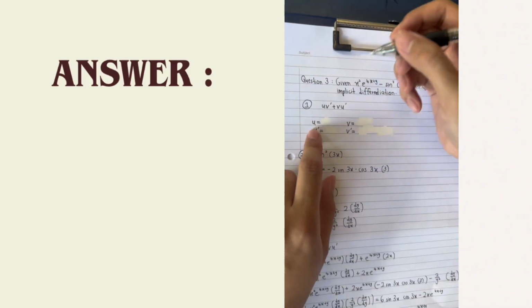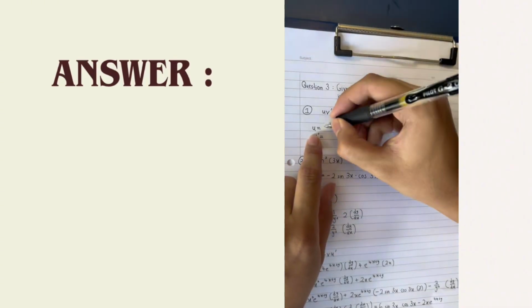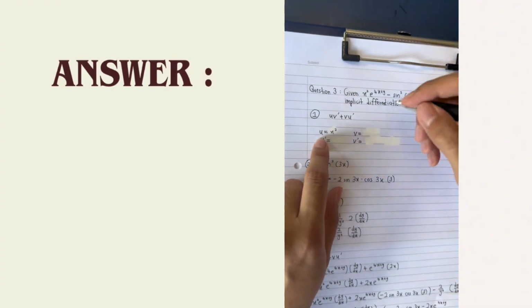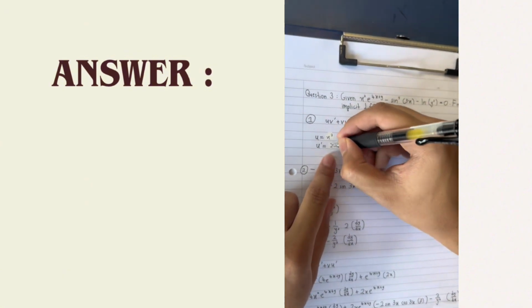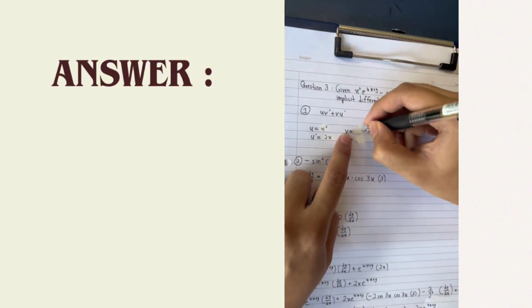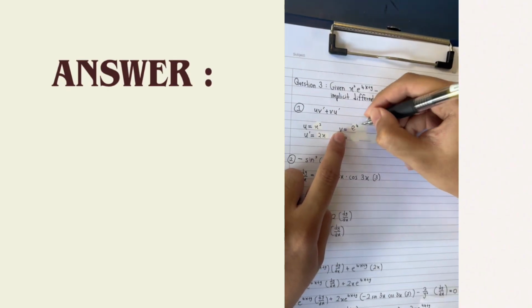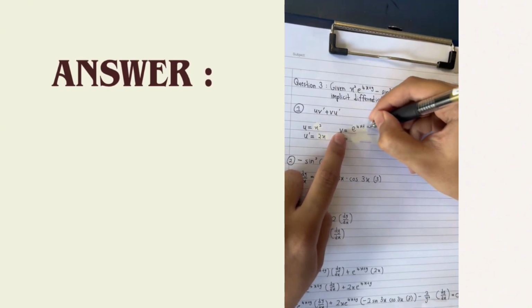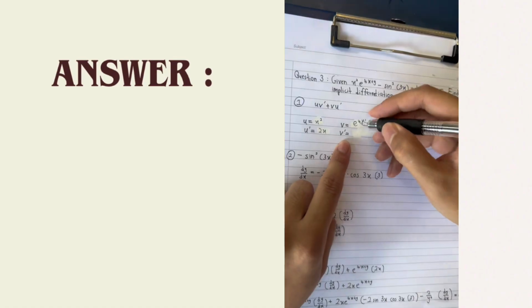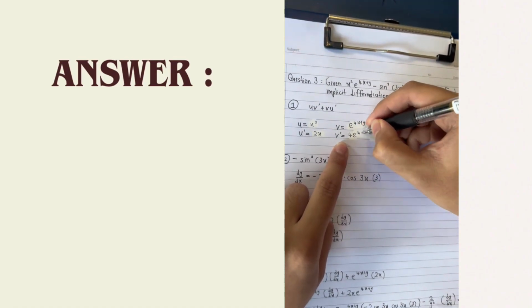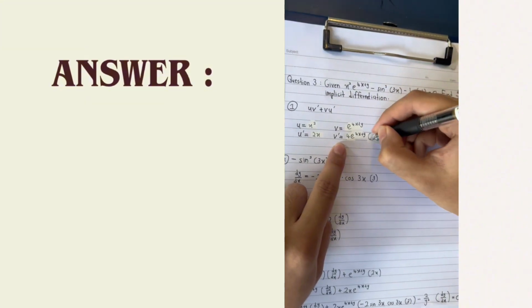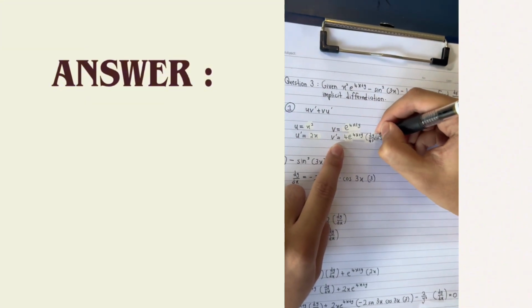For u, we're going to use x to the power of 2, and u prime is we differentiate x squared into 2x. For v, it is e to the power of 4x plus y, and differentiating v, we get v prime, which is 4 e to the power of 4x plus y dy/dx.